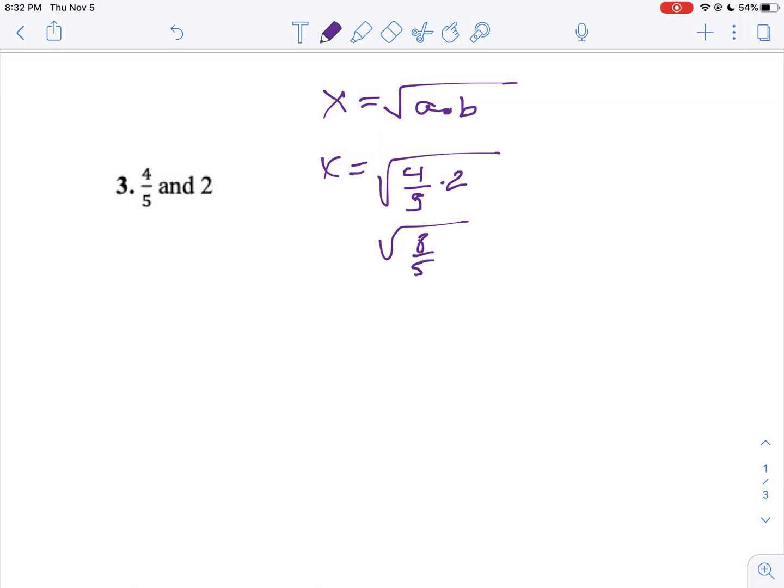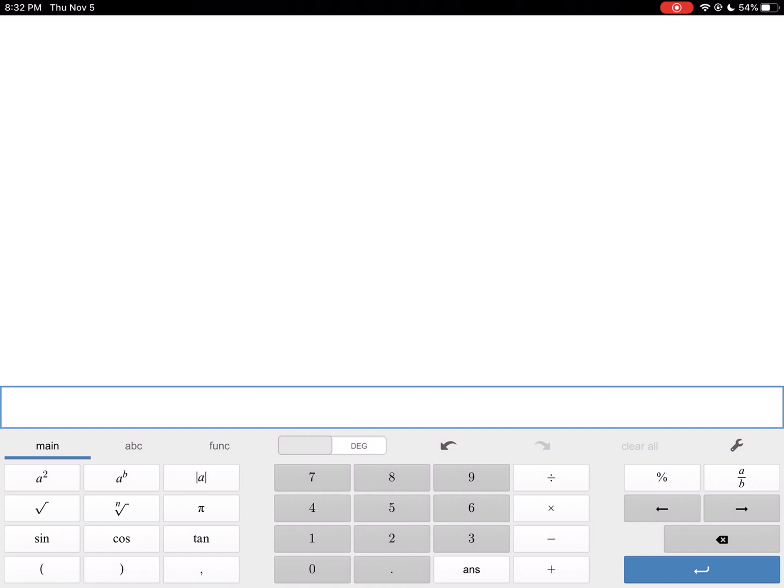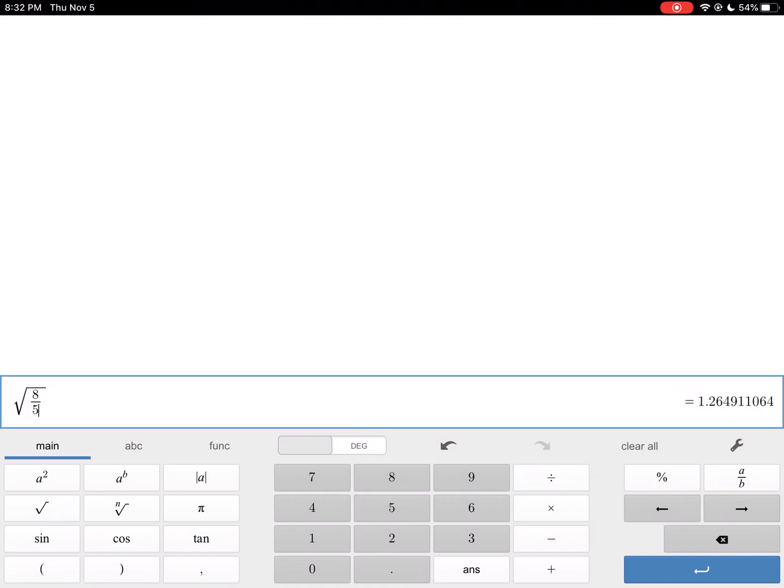Now we could, at this point, find the approximate answer. So let's take the square root of 8/5. And you get about 1.26.